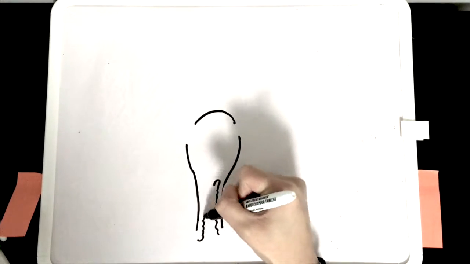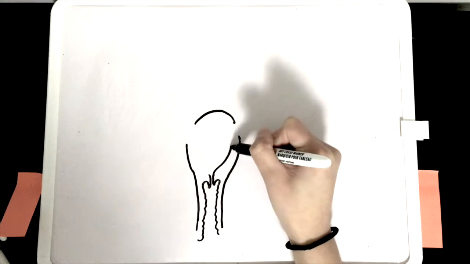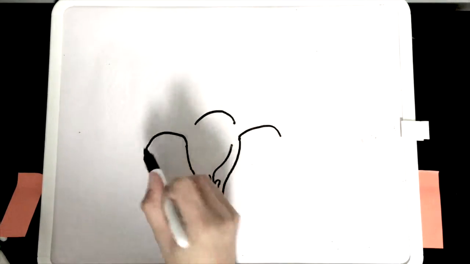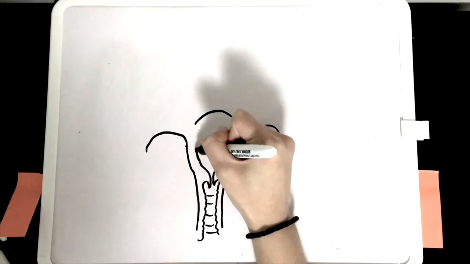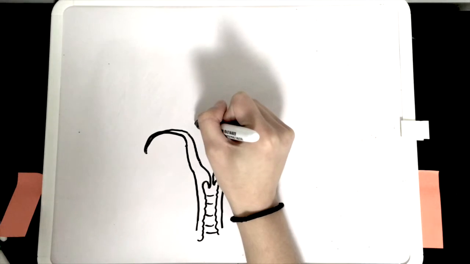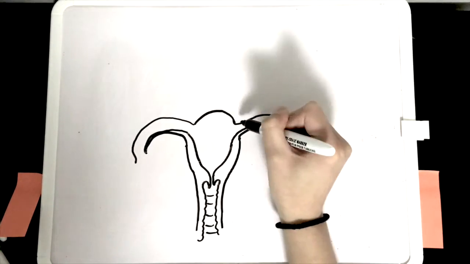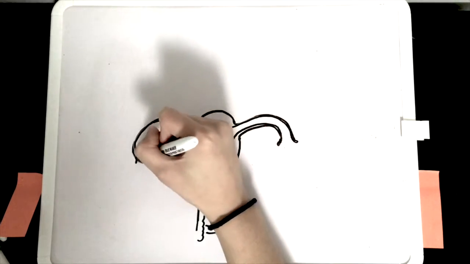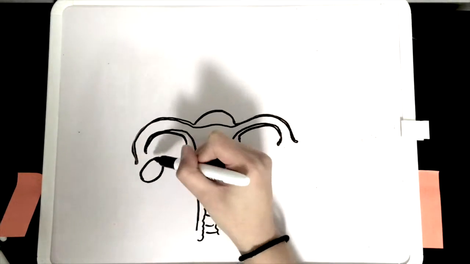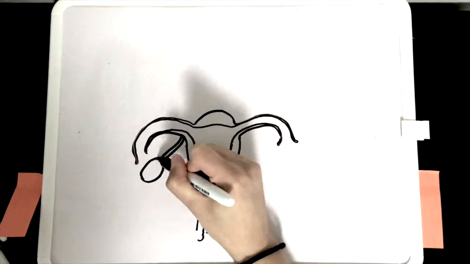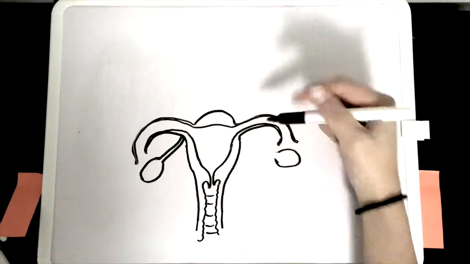So right now I'm drawing the birth canal or the vagina, and that just goes up into the cervix, which is the muscular opening to the uterus. Then we have the oviducts or the fallopian tubes, which is where fertilization happens, and they both extend out to meet the ovaries, where we have oogenesis occurring to give us the secondary oocyte that we need for fertilization.